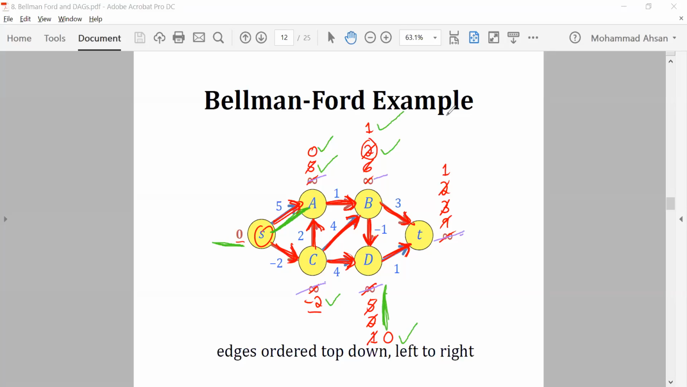B to T is, if B was 6, 6 plus 3, you would get 9. If B was 2, 2 plus 3, you would get 5. Or if you take this here, D to T. So all these values will get updated. You have to do it in order. I don't know what order they followed here. So basically, in all the different rounds, you will get the best values for the distance.